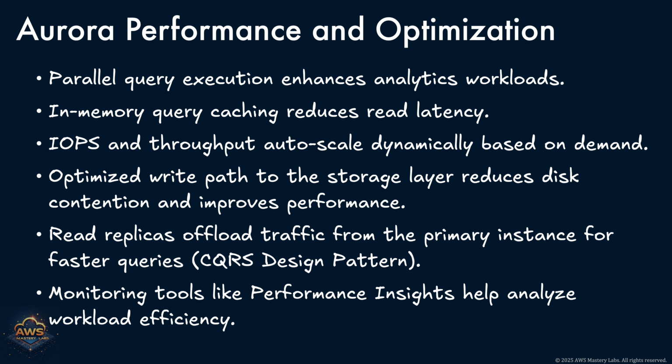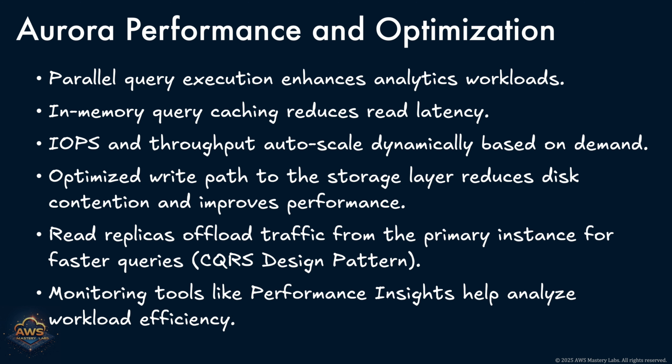Aurora also includes in-memory query caching, which stores the results of frequent queries in memory. This can drastically reduce response times for repeated reads, making applications feel faster and more responsive. As demand fluctuates, Aurora adapts in real time. IOPS and throughput scale automatically based on workload intensity, ensuring that you maintain consistent performance without manual tuning or provisioning.